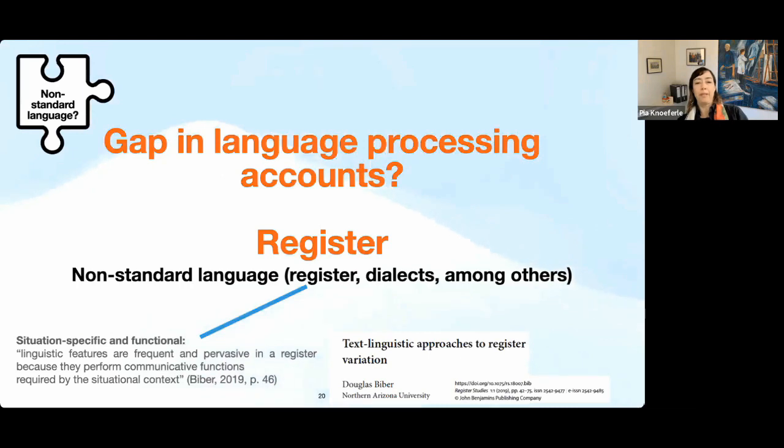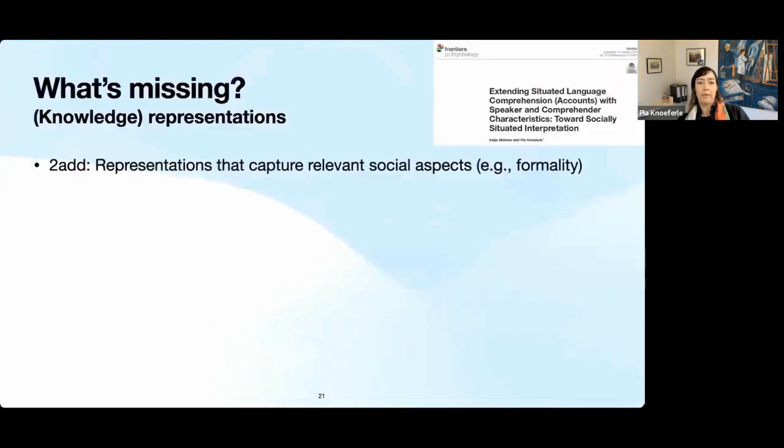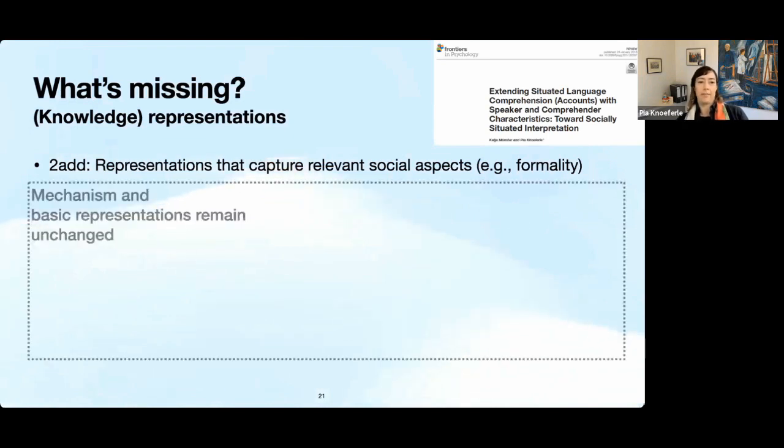So this sort of variability that we might see as a function of what language we model, and what representations we can use to capture this, is a challenge for language processing accounts, and one that we are very happy to embrace in modeling language processing. So we can ask, in this case, what's missing? A bit of a gap in knowledge representations. We need representations that capture social aspects like formality in the accounts, as an example. The basic mechanisms and representations that I've introduced with the social coordinated interplay account would otherwise remain relatively unchanged.